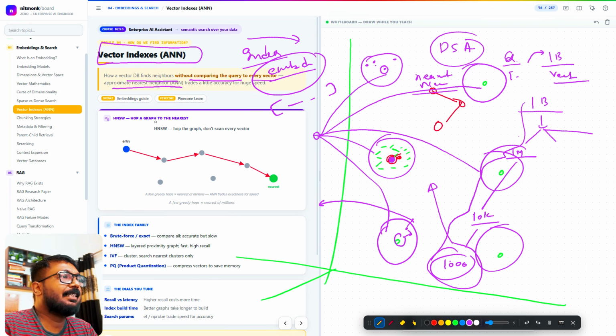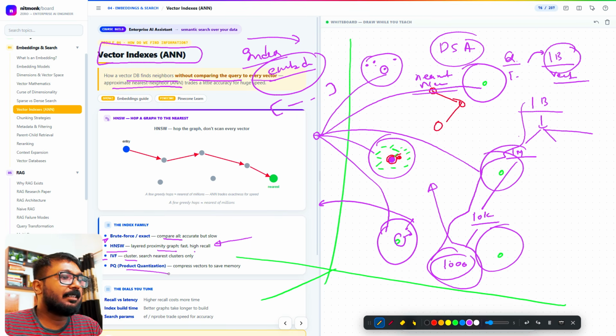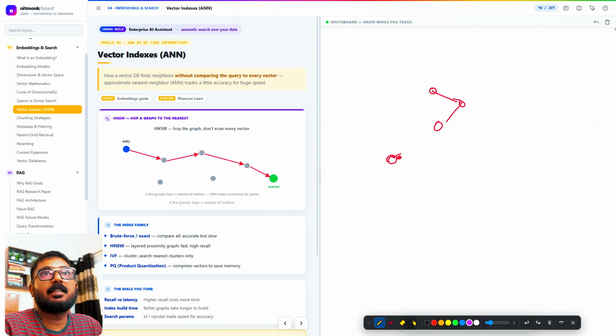So that's exactly why all these different algorithms are there. Brute force, where you compare all, that's what I'm talking about, a billion vector search. There is HNSW, a layered proximity graph, which is similar to graph search. You create multiple layers, you keep moving from one layer to a different layer, and the nodes become smaller. And now there is IVF, which is a cluster search, like the cluster we are trying to communicate over here. There is product quantization, which compresses vectors to save memory. You already understand that I have told you about these vector embeddings, correct?